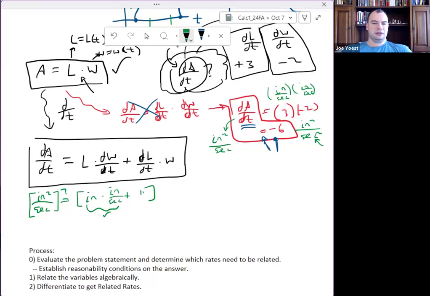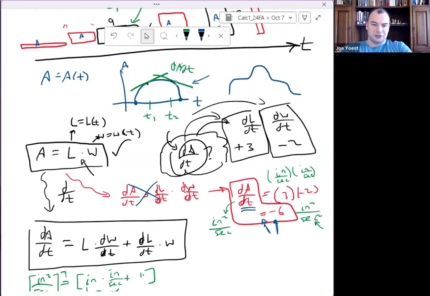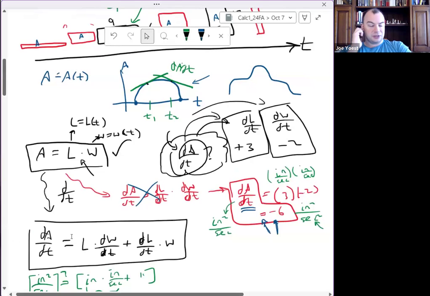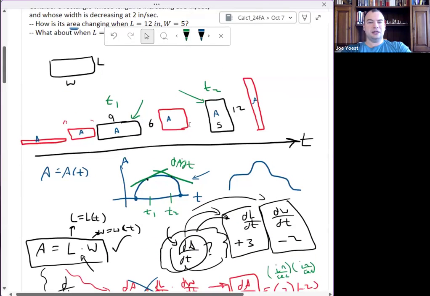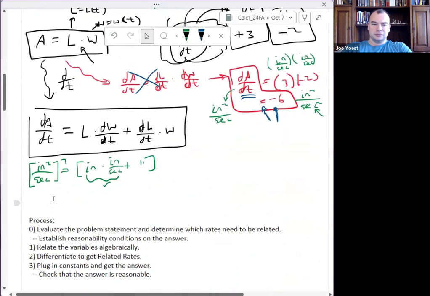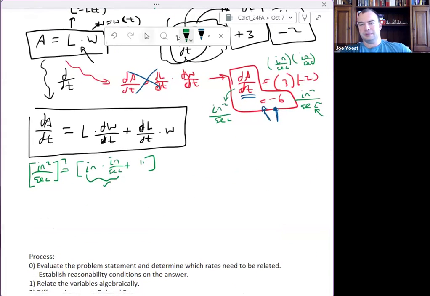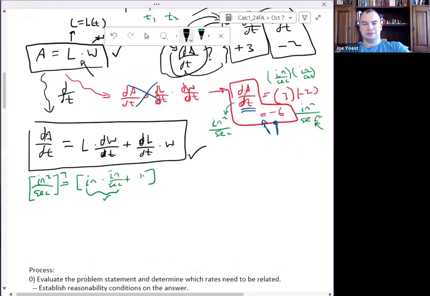So now after I carefully apply my product rule, I see my units come out right. I don't know if it's going to look exactly like this, maybe I made a mistake somewhere else, but I do at least get an implicit dependence on time. My dA/dt is going to change over time because L and W are changing over time. So at this point, I am pretty confident up to that step, and now I can answer my question.